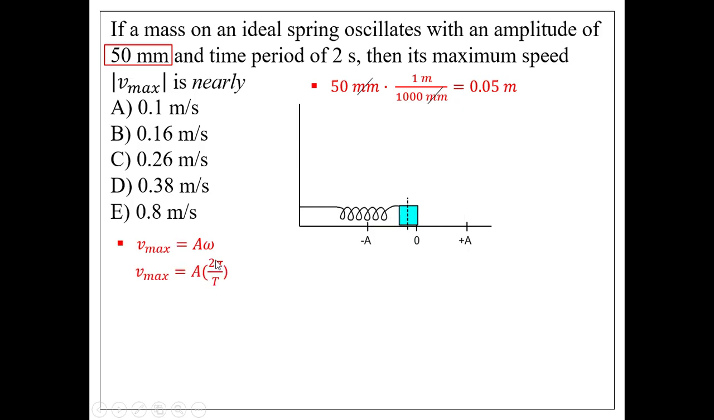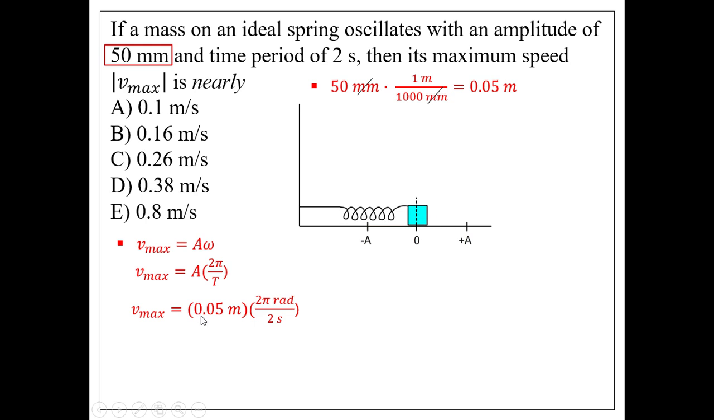Omega can be broken into 2 pi rad divided by capital T. 2 pi rad is 1 complete cycle, and capital T here is the time for an oscillation to go there and back. That's capital T. Well, capital T is given to us as 2 seconds. So I'm just going to plug and check here.